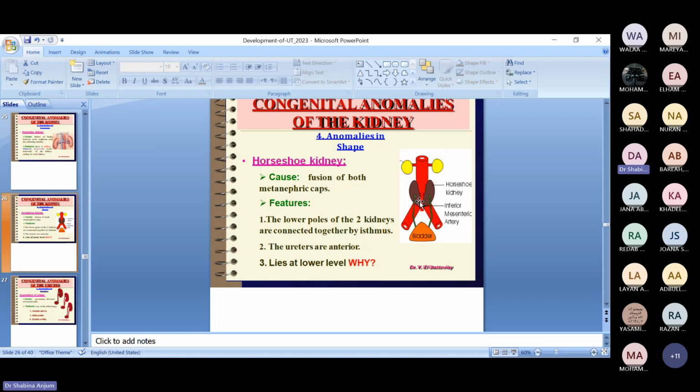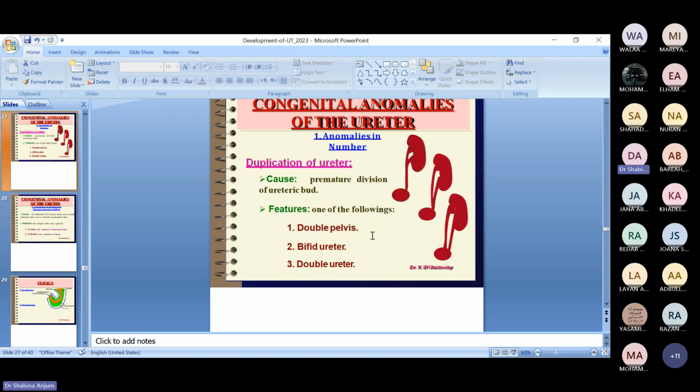The ureters will be anterior because there is no medial rotation as well, and the kidneys will be present at a lower level. So why is it at the lower level? You can see here the presence of the inferior mesenteric artery will not allow it to ascend. It is present in the lower region. Then another anomaly is the duplication of the ureter.